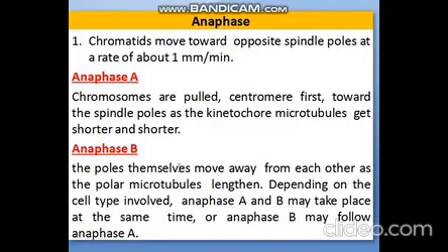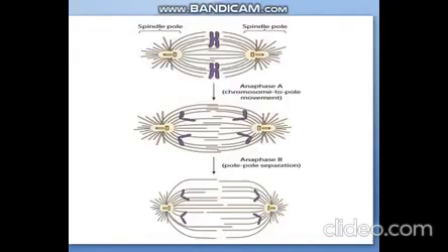And during anaphase B, the poles themselves move away from each other, as the polar microtubules get longer. Okay, so depending on the cell type involved, anaphase A and B may take place at the same time, and sometimes B is after anaphase A. Here you see this is the spindle pole, and this is anaphase A, the chromosomes-to-pole movement, and this is anaphase B, where you see the pole-to-pole separation is going on.